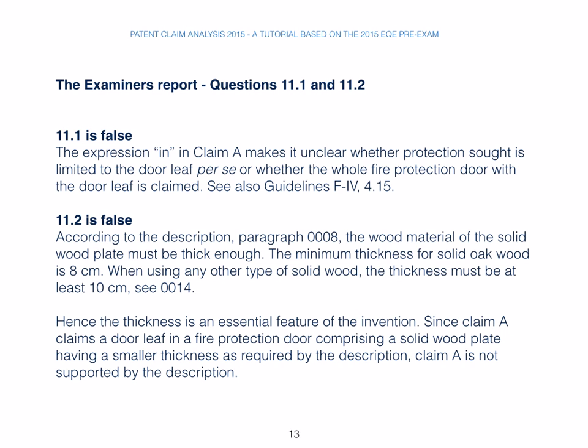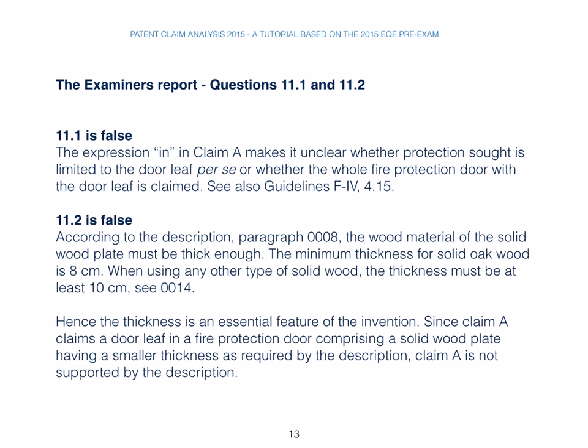Hence, the thickness is an essential feature of the invention. Since Claim A claims a door leaf in a fire protection door comprising a solid wood plate having a smaller thickness than required by the description, Claim A is not supported by the description.